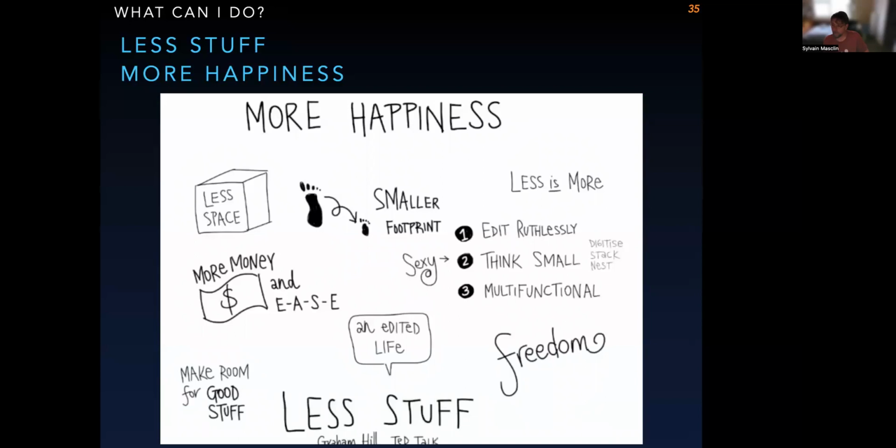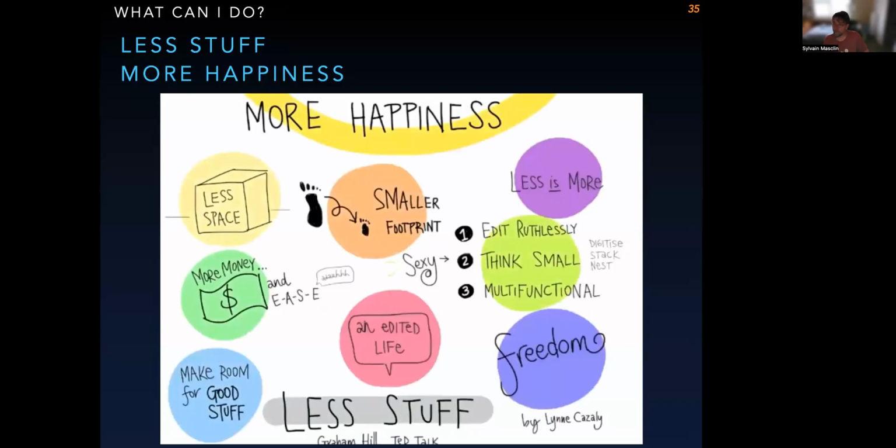Graham Hill, a designer, delivered this TED Talk, and while he did that, I distilled these points visually. Okay, and with that, we are done with this lecture on waste and product.